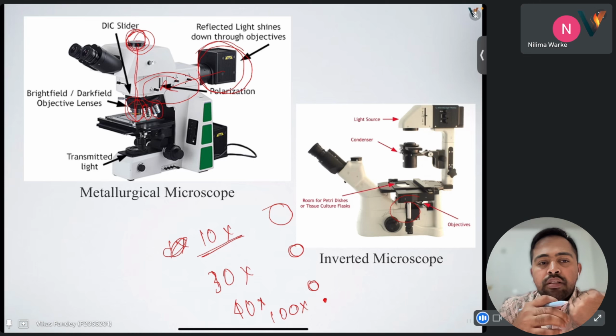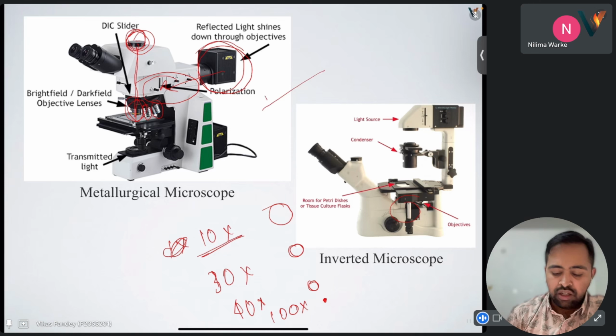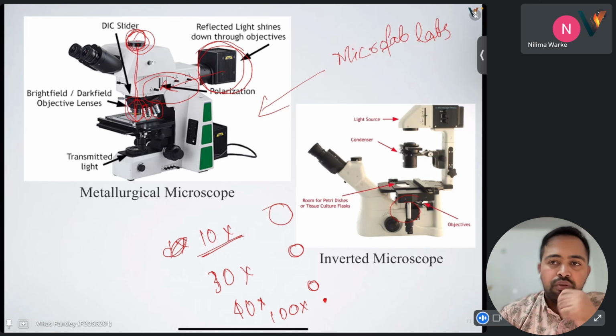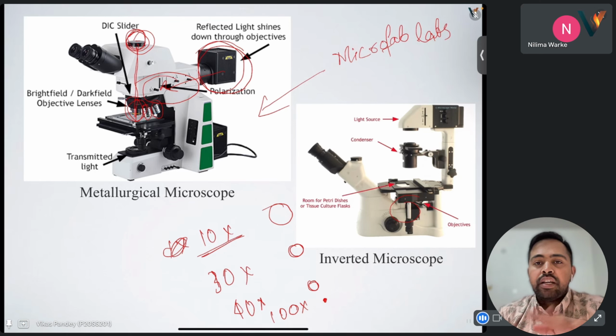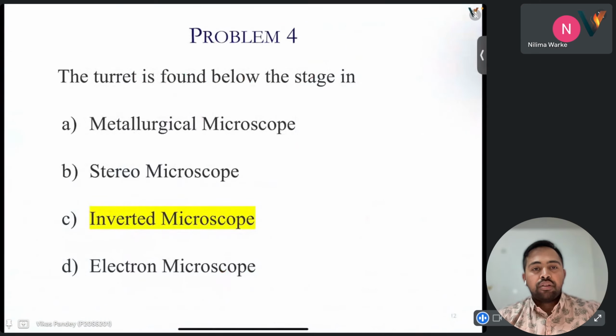So that is the purpose of the metallurgical microscope, and it is certainly used to see opaque objects like silicon wafers. This is the most common one you will see in a microfabrication lab. When we don't have to see very small resolutions, you can go for this, for example checking whether the etching has happened or not. These things are easily visible using a metallurgical microscope. So the correct answer for the turret found below the stage is the inverted microscope. Clear?